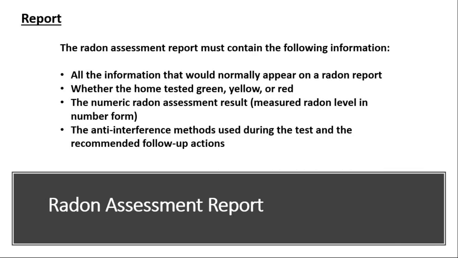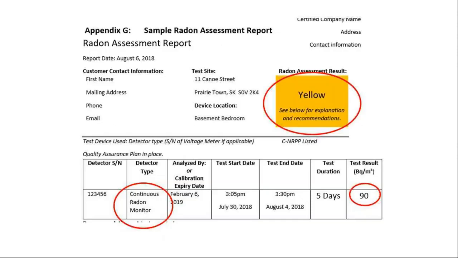So, the report. There is a special report included in a radon assessment test. So it should include the following information. All the information that would normally appear on a radon report, plus whether the home tested green, yellow, or red, the numeric radon assessment result, that would be the measured level in number form, and a mention of the anti-interference methods used during the test and the recommended follow-up actions. So we have an example. Here's an example of what a radon assessment report could look like.